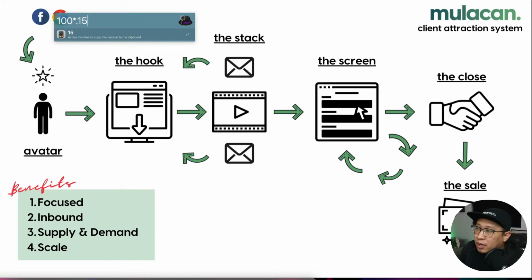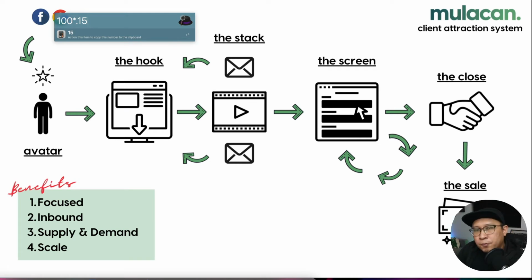That depends on how much you convert, how much you optimize your hook to get that number, so that people will opt in and then watch your video inside the stack page. So 15% of 100 is 15 people. Then of course you do a presentation, a webinar. At the end, in the call to action, you ask them to book a call with you, and then they will do an application, and from there they will go to the screen.